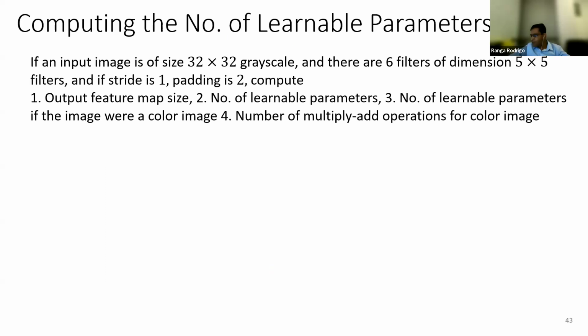So now let's do a small exercise to compute the number of learnable parameters. If an input image is of size 32 by 32 grayscale, and there are 6 filters of dimension 5 by 5, and if stride is 1, padding is 2, compute: 1, output feature map size; 2, number of learnable parameters; 3, number of learnable parameters if the image were a color image; 4, number of multiply and add operations. I'll give you a second to think about it.